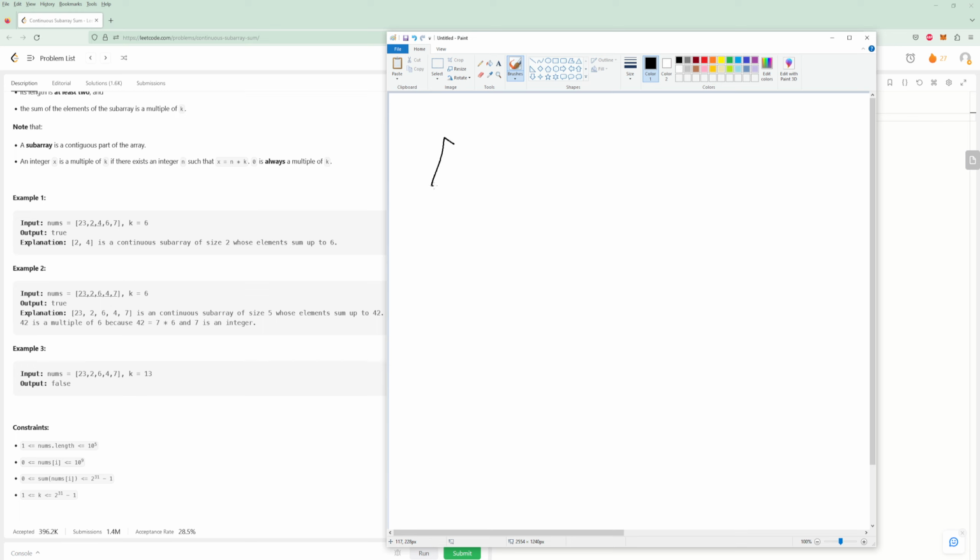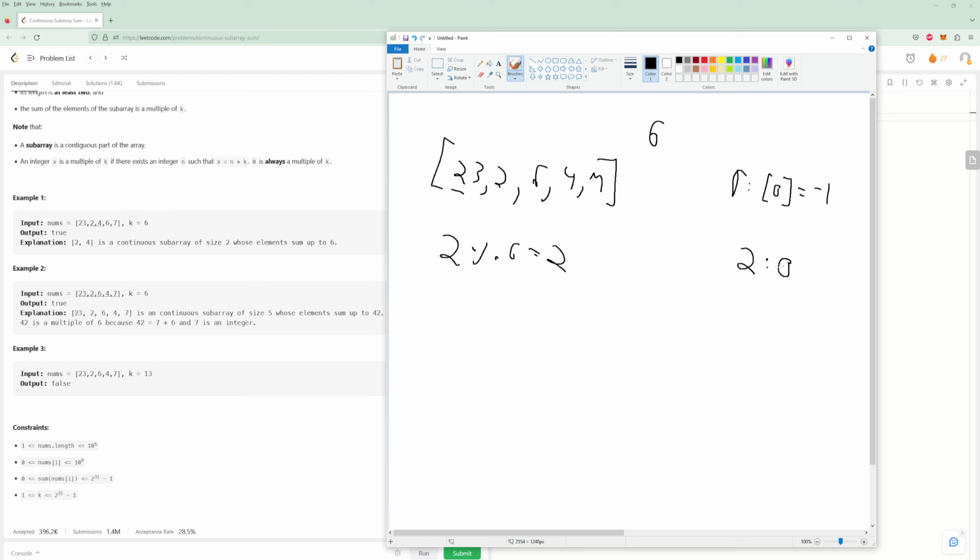The code is pretty fast. So 23, 2, 6, 4, 7. We are looking for 6. And so our result is going to be, once again, 0, -1 here. Okay, so we have a 2 mod 6. It's going to be 2. So that's going to be 2 at index 0.